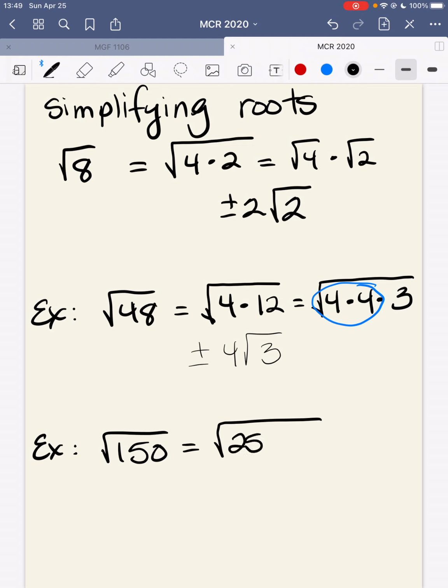All right, so I also know 150 is 25 because quarters. How many quarters make up $1.50? Well, 4 quarters make up $1, and then 2 more give me 50 cents. So this is 25 times 6.